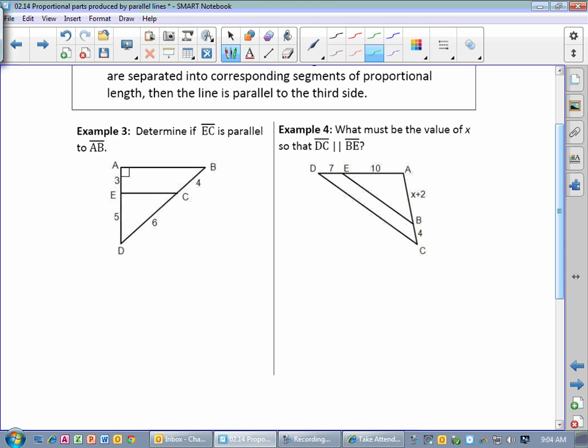Okay? So we want to show EC, which is this segment here, is parallel to AB. So we need to show that these parts are proportional. So the ratio of 3 to 5 equals the ratio of 4 to 6. Now notice we could also check this by doing the ratio of 3 to 4 equals the ratio of 5 to 6. Either way, we could check it, or we can do the reciprocals of these.